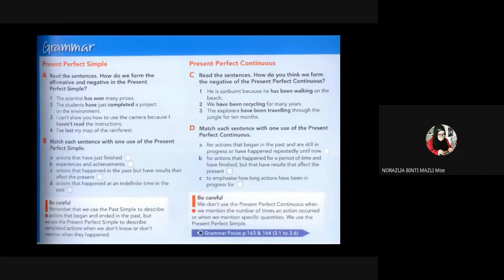Okay, kena fikir. Adakah ianya A, actions that have just finished? Or is it B, experiences and achievement? Or is it C, actions that happened in the past? Okay, you have to think about it. Okay, now A, actions that have just finished. Which one do you think? Actions that have just finished. Benda yang baru settle. Apa dia? Agak-agak.